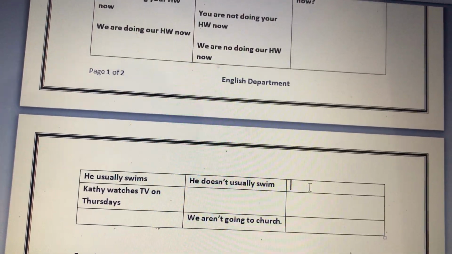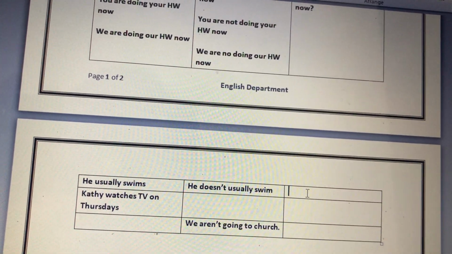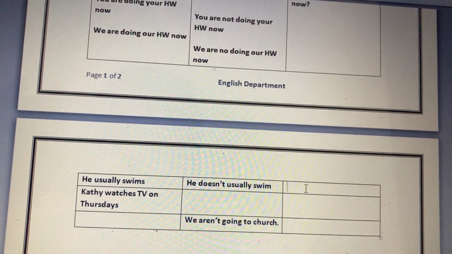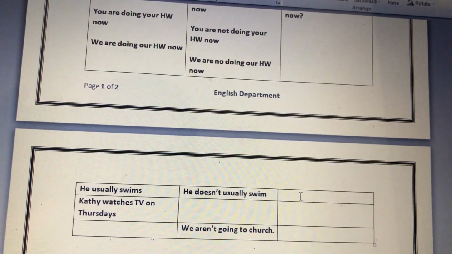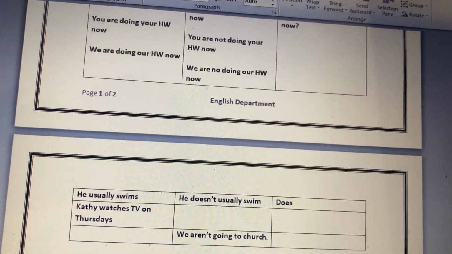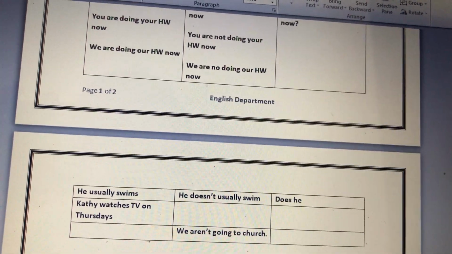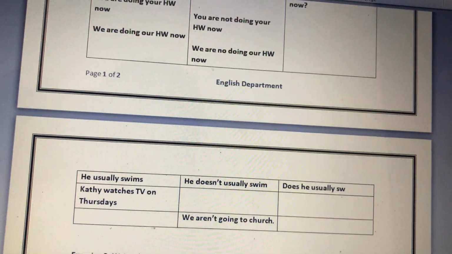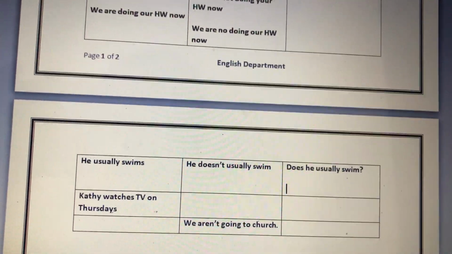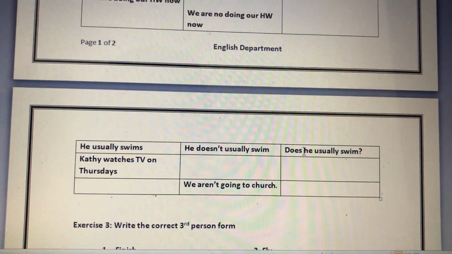Let's have it as a question form. He usually swims. Does he usually swim? With a question mark.